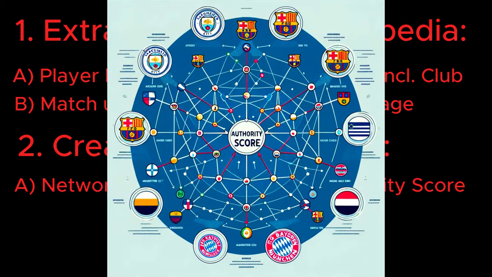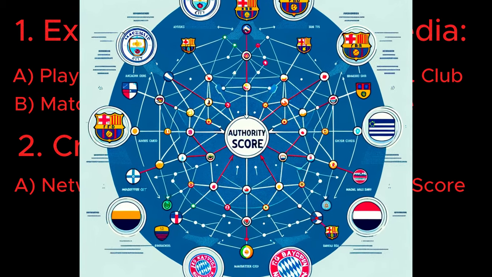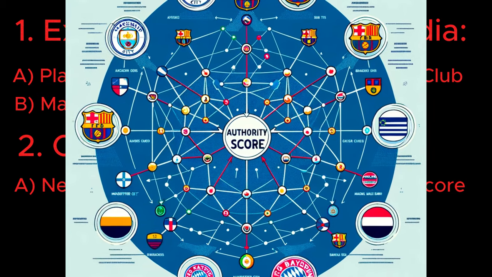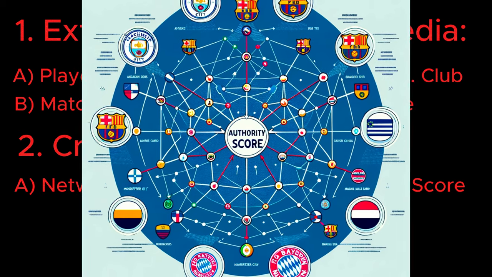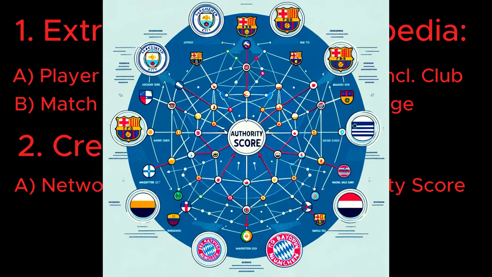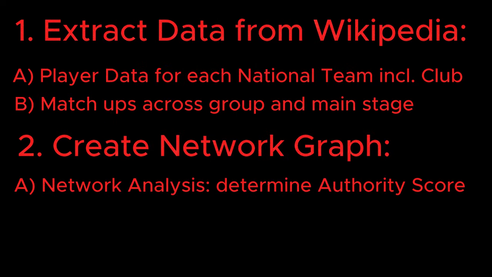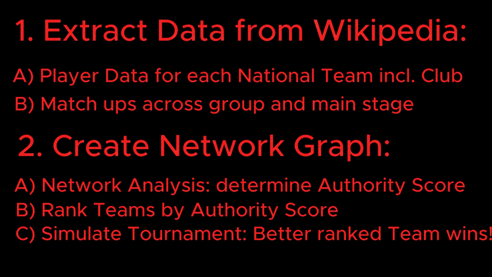Without going into all the mathematical details, the authority score is like a strength rating for a national football team. It shows which teams are considered stronger based on the number of players top clubs send to them. A high authority score means a team has more players from well-known clubs, making them likely to perform better in matches. We then use the authority score to rank the teams in order, and then we apply this ranking to every single matchup to simulate the entire tournament and to determine the winner.